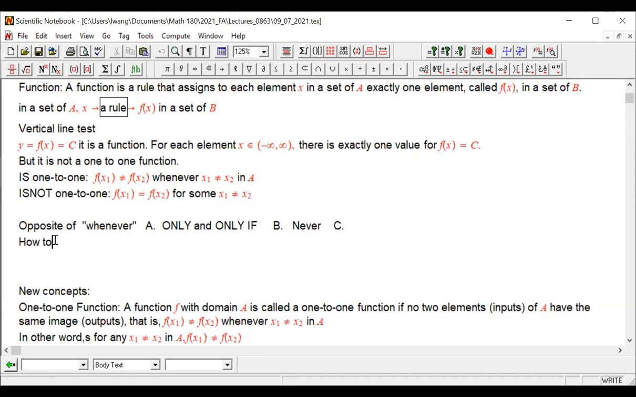How to make the statement on this function, f of x equals c, is not a one-to-one function? This is how you can do it.